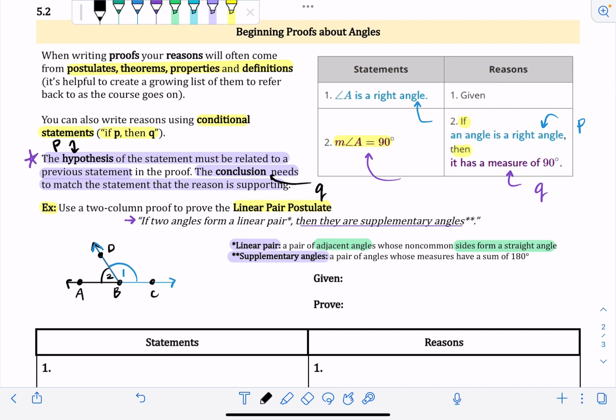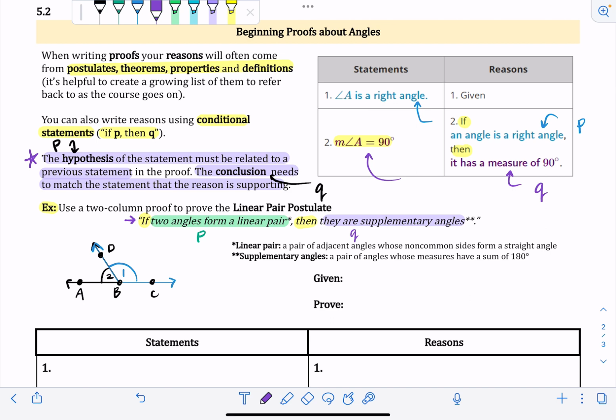I just want to identify what the hypothesis and the conclusion are from this statement. I'm going to erase some of this clutter so it's not too overwhelming. This statement right here, if two angles form a linear pair, then they are supplementary angles, is an if-then statement. It's a conditional statement. The if and the then are part of the form of the statement, and the hypothesis is that first part: two angles form a linear pair. That's my hypothesis P. And the angles being supplementary angles, that's my conclusion Q.